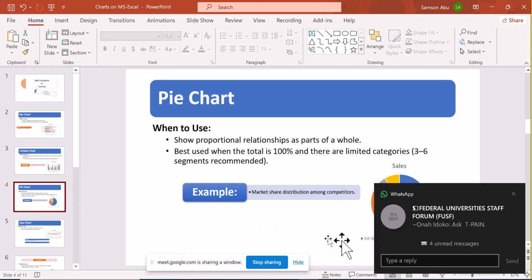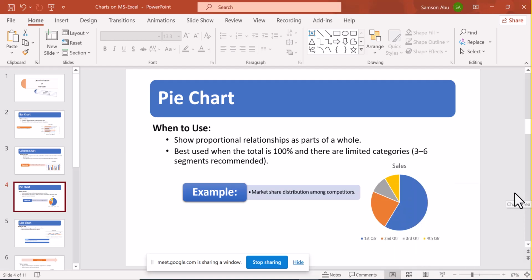And as a data analyst, it is important that you must be very good in storytelling by way of using your visuals. Okay, so one of the charts that you can also use is pie chart. Now, the question is, when do you use pie charts? Pie charts is used to show relationship or proportional relationship rather.